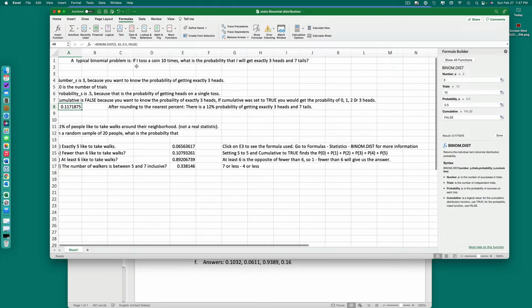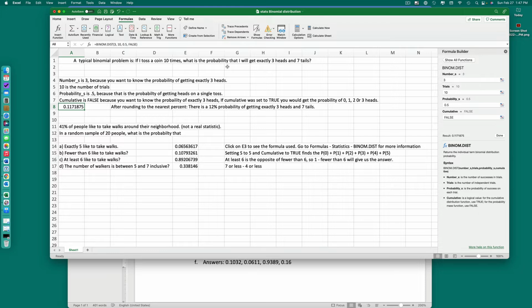All right, so this time we are going back to this. If you toss a coin 10 times, what is the probability of getting exactly 3 heads and 7 tails? So we're going to fill out these parameters, and you can see that filled out version up here in this formula bar. So we're going to start with the first thing. The first parameter is this number underscore s. And what that means is the number of successes you are trying to get. In this case, it's 3. And then the second one is the number of trials. So we are tossing the coin 10 times, so that's going to be 10. The probability of getting success on every toss is 0.5. And we're setting cumulative to false because we want the probability of getting exactly 3 heads.